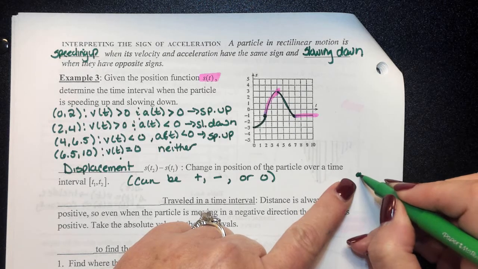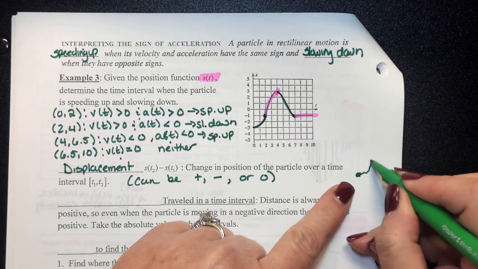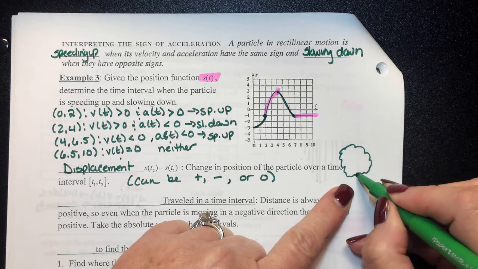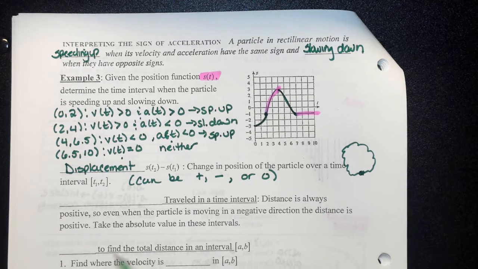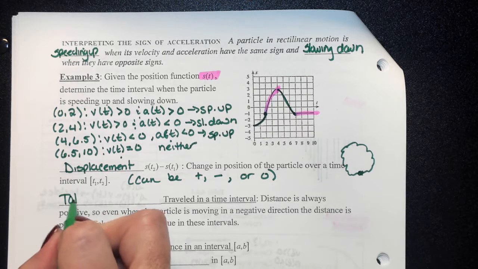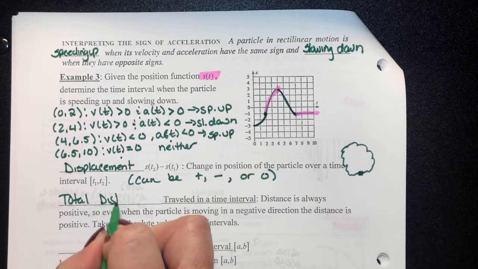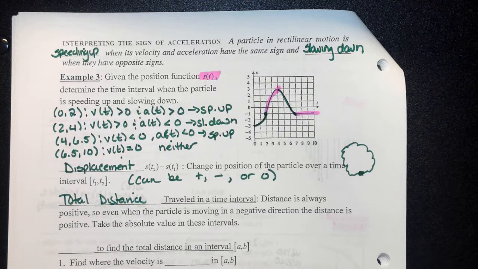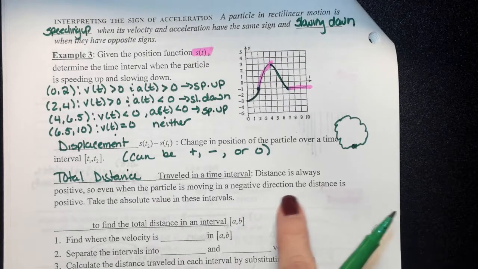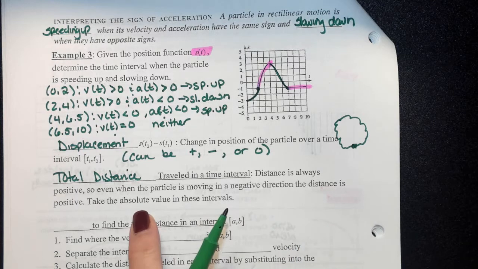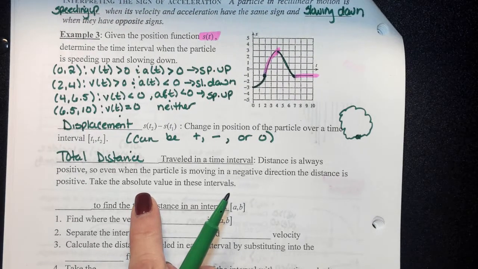If you have an object that starts right here at the starting point and it travels, and you end up exactly at the same location as where you started, that's when you can end up with a displacement of 0. But when we talk about total distance traveled in a time interval, distance is always positive. So even when the particle is moving in the negative direction, the distance is positive. We'll take the absolute value in those particular intervals.